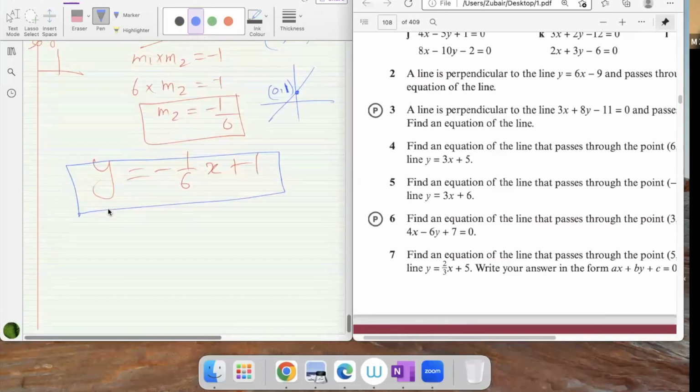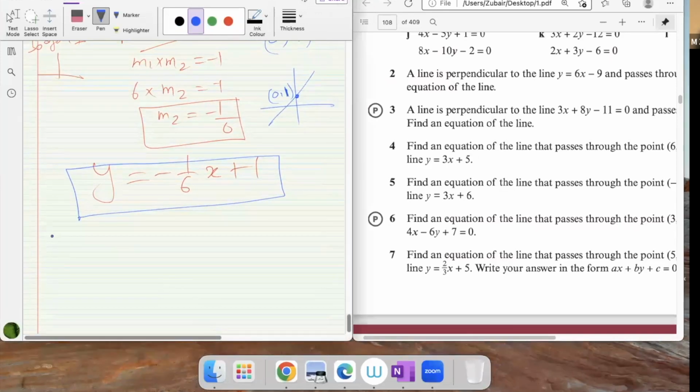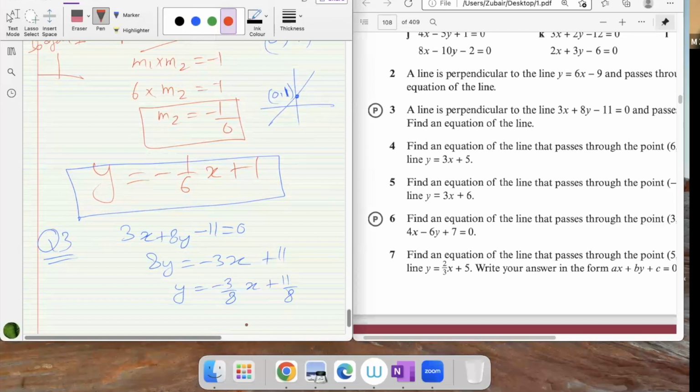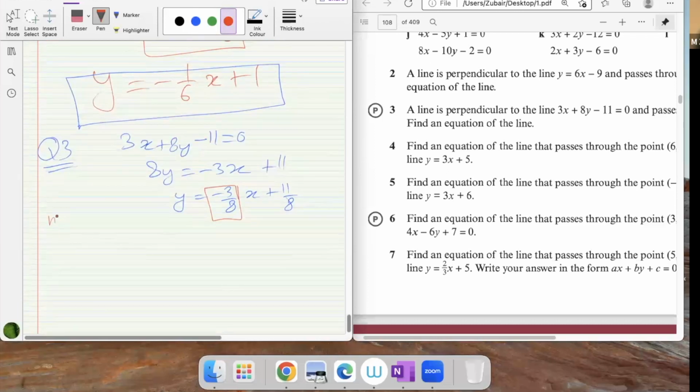Question number 3, same exercise. The equation says 3x plus 8y minus 11 equals 0. We need a line perpendicular to this given line. So, gradient of the first line: 8y equals minus 3x plus 11, y equals minus 3 by 8 x plus 11 by 8. So the gradient for this first line is minus 3 by 8.